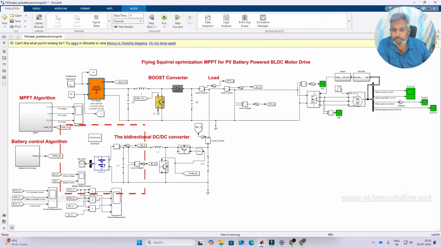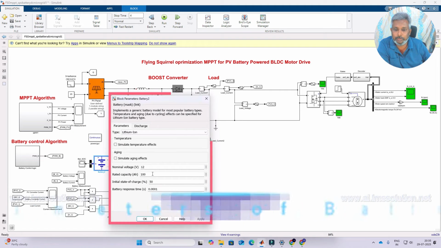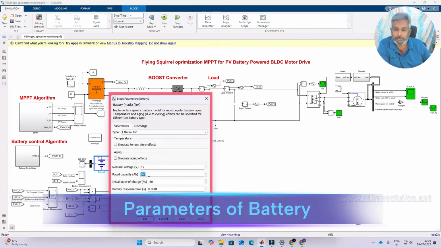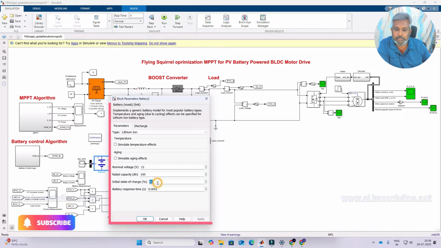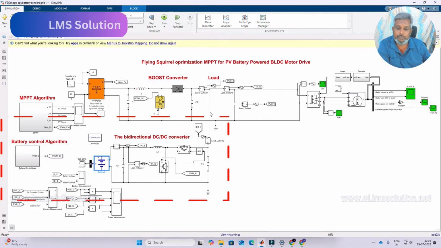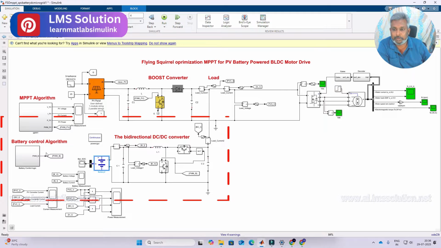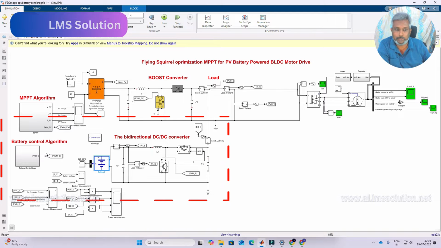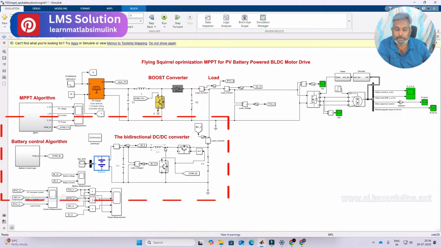Next here we have the battery. The battery is rated at 12 volt, with a rated capacity of 100 Ah. The initial SOC is 50%. It is connected to the DC link via this bidirectional converter, and this bidirectional converter is controlled by means of a voltage control method. That means we measure the DC link voltage and compare it with the reference voltage. The reference voltage is 24 volt, and after comparing, the error is processed via PI control, and it controls this bidirectional converter.